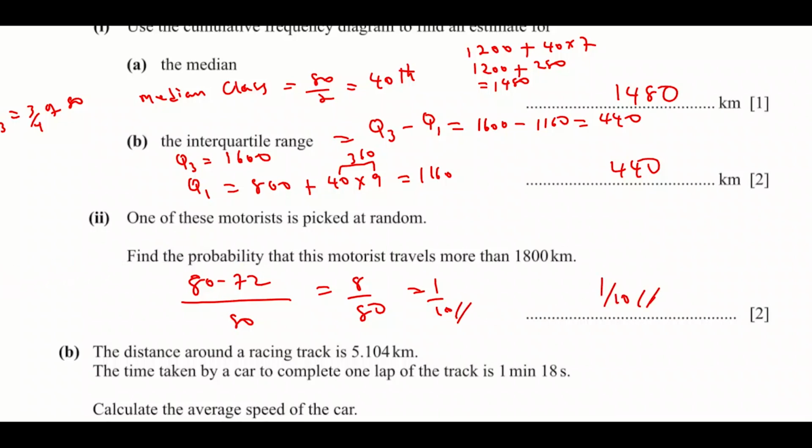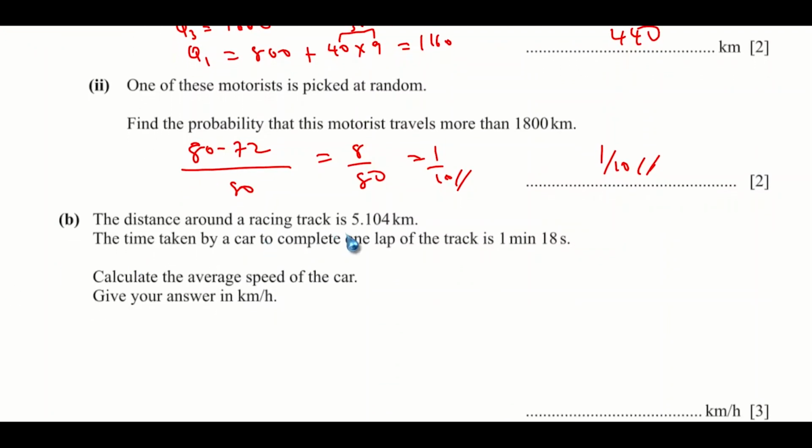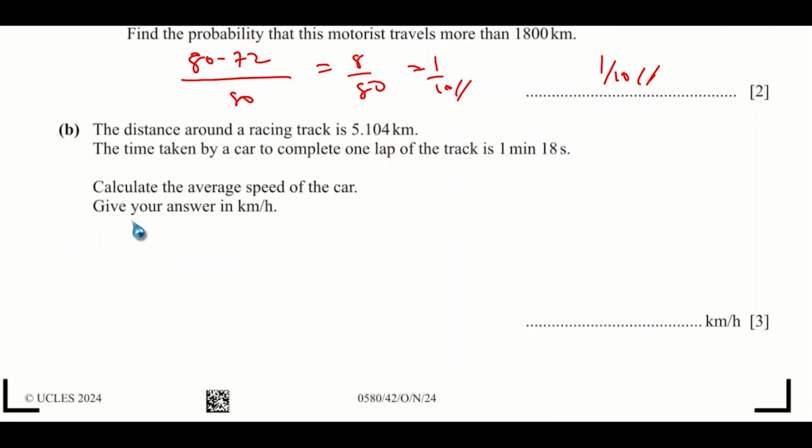Okay, so part B, the distance around a racing track is 5.104 kilometers. The time taken by a car to complete one lap of the track is 1 minute 18 seconds. So calculate the average speed of the car. Give your answer in kilometers per hour. Okay, so we know that the average speed will be total distance over total time taken. So speed equals distance over time. And the distance is equal to 5.104.